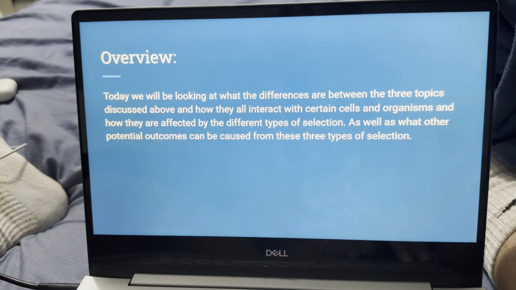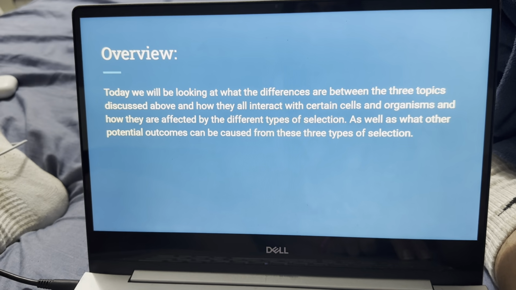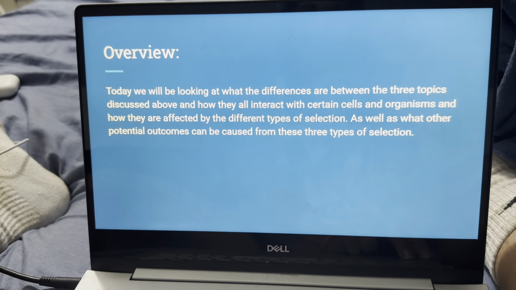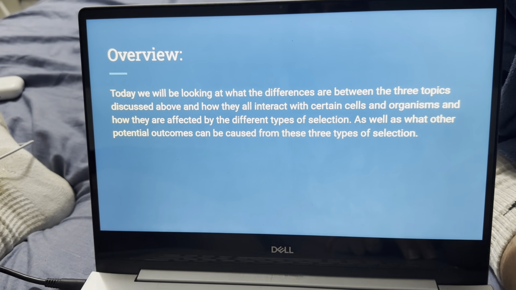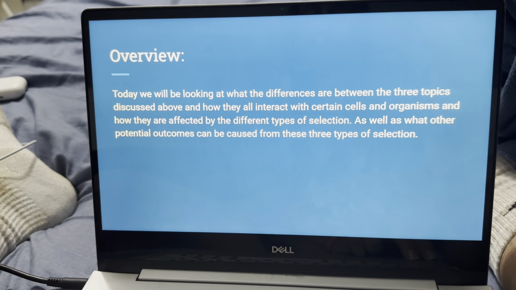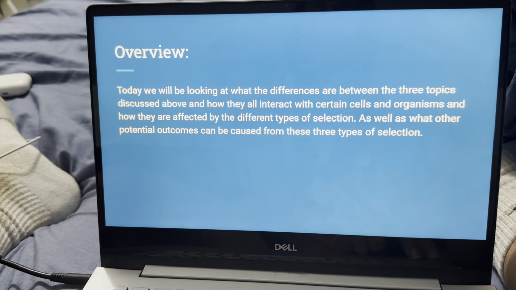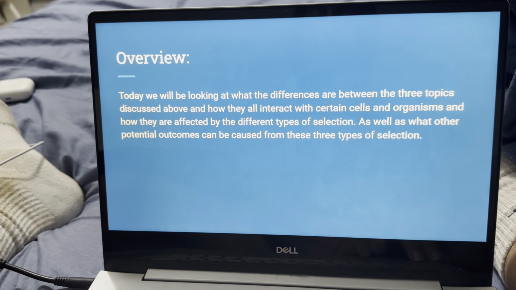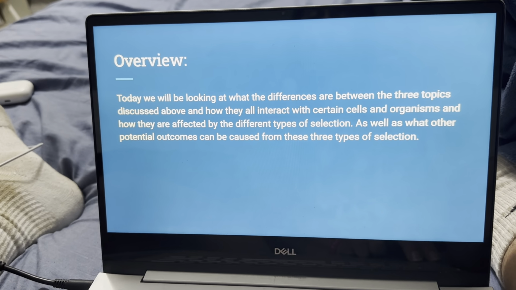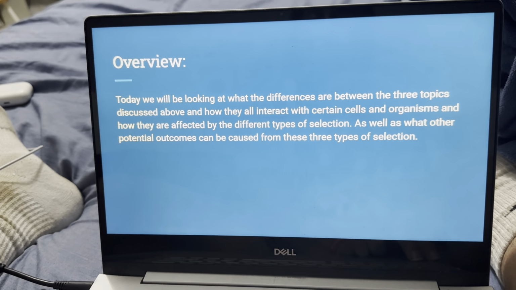Today we'll be looking at what the differences are between the three topics discussed above, and how they all interact with certain cells and organisms, and how they are affected by the different types of selection, as well as what other potential outcomes can be caused from these three types of selection that were presented above. Okay, it's time. Let's dive on in.